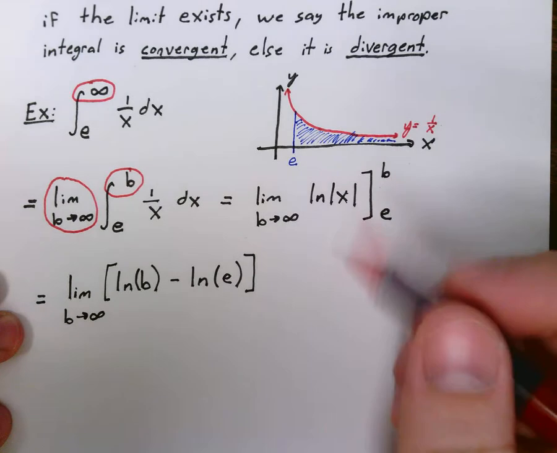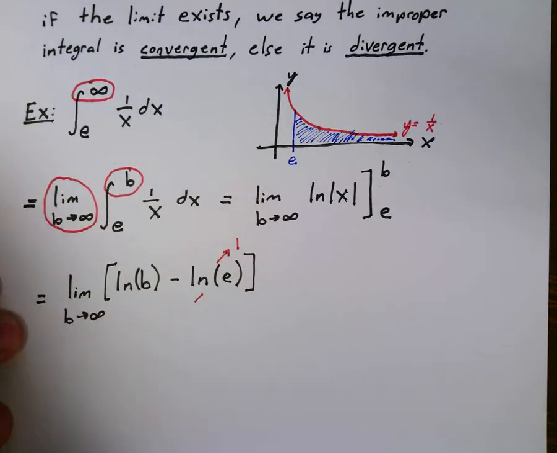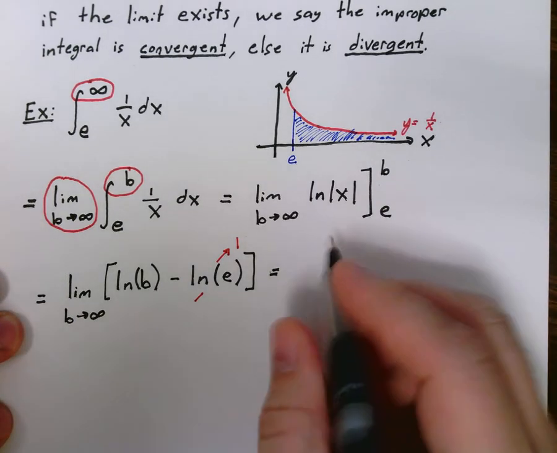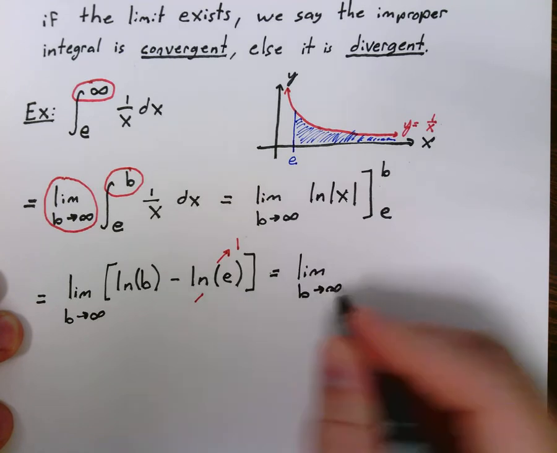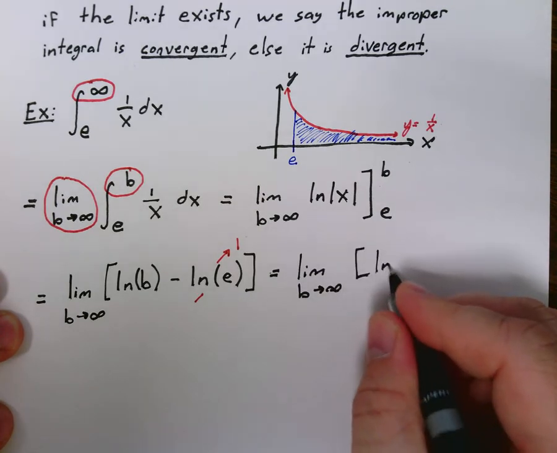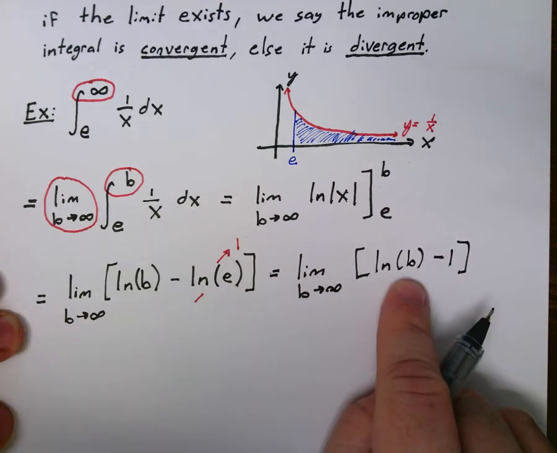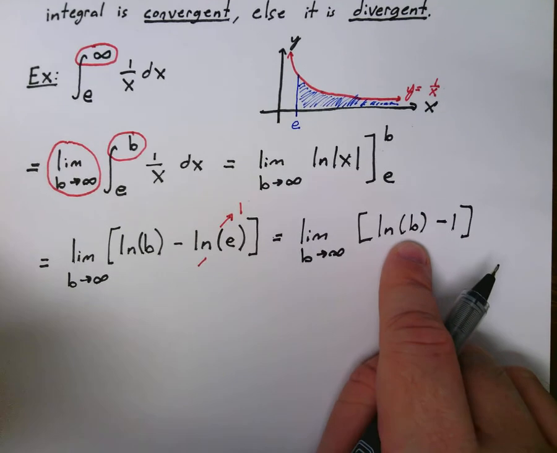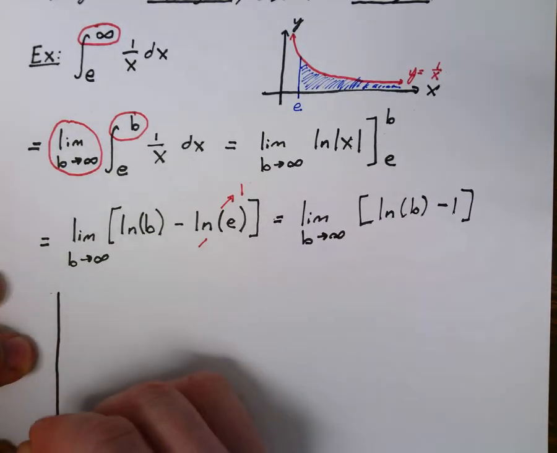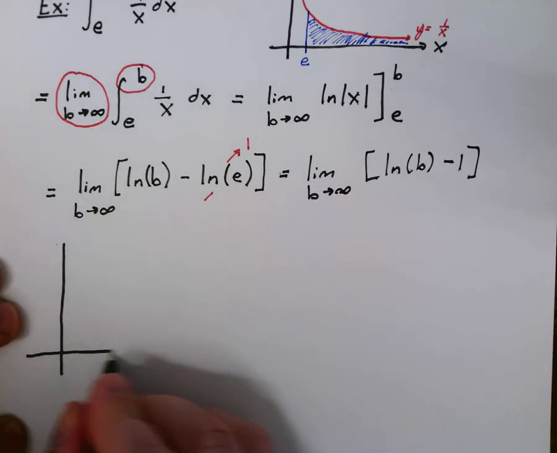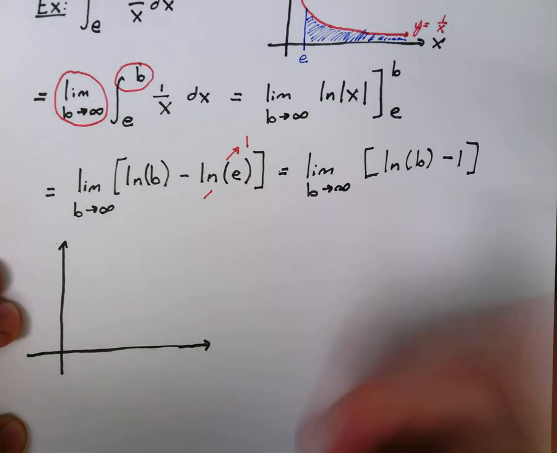Now we know what happens here. The natural log of e just turns into 1. So this is really just left with the limit as b goes to infinity of the natural log of b, and then I'm going to subtract 1. Okay, so how do we compute this limit? Now this is very geometric reasoning, but remember what the natural log looks like. So you should definitely know what the basic functions look like. Exponentials, 1 over x, that kind of thing.